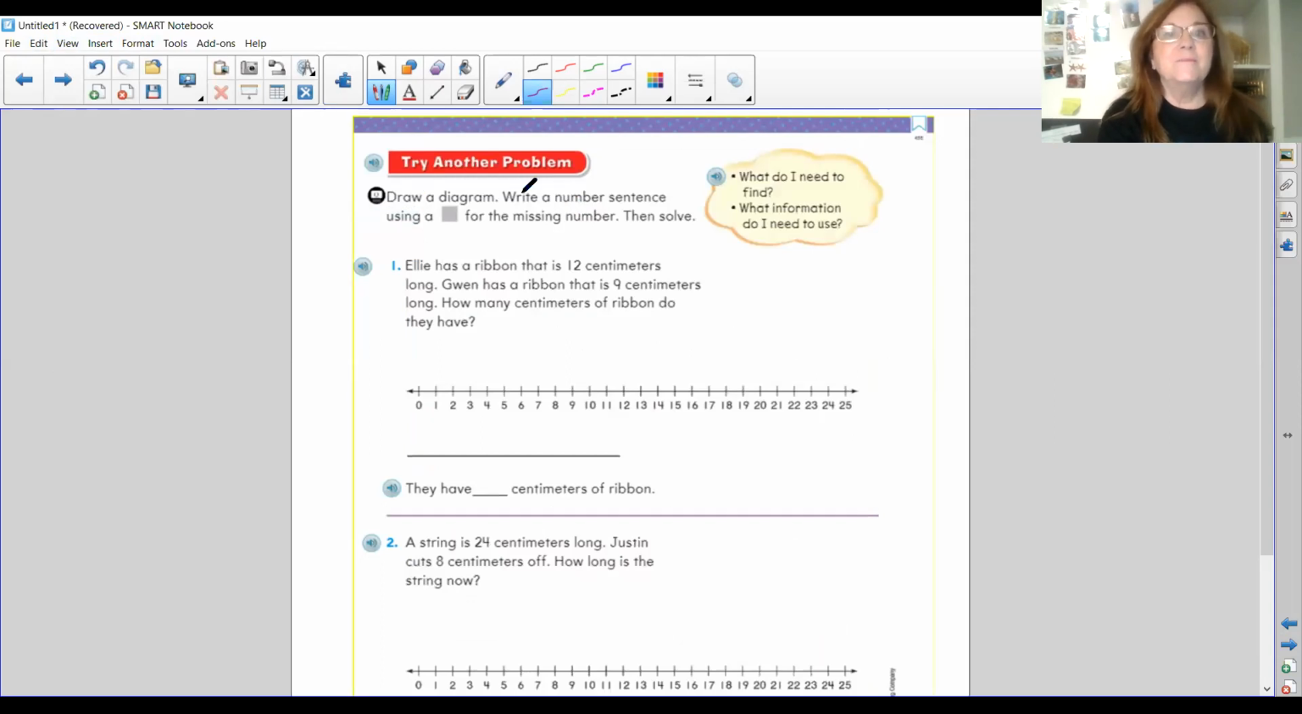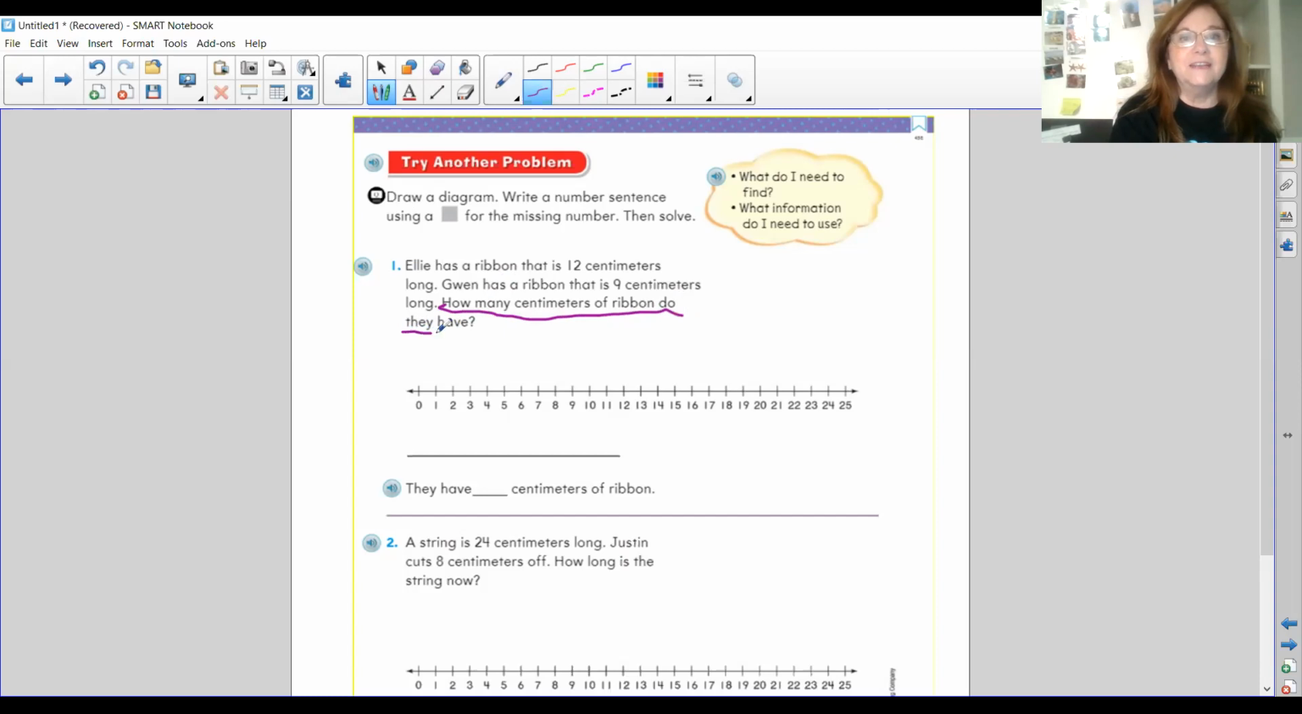So draw a diagram. Write a number sentence using a box for the missing number and then solve. And these are always the questions that we ask whenever we're solving a math problem. What do I need to find? And what information do I need to use? So when we ask what do we need to find, that is the question. So Ellie has a ribbon that is 12 centimeters long. Gwen has a ribbon that is 9 centimeters long. How many centimeters of ribbon do they have? So we want to underline the question. This is what we need to find. How many centimeters of ribbon do they have?